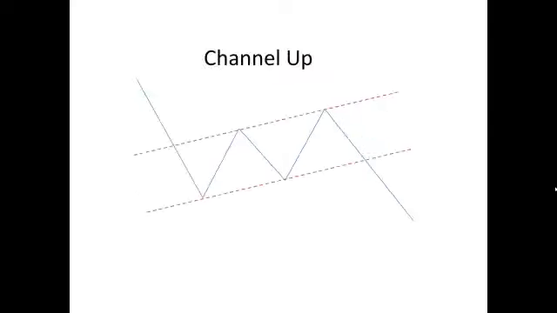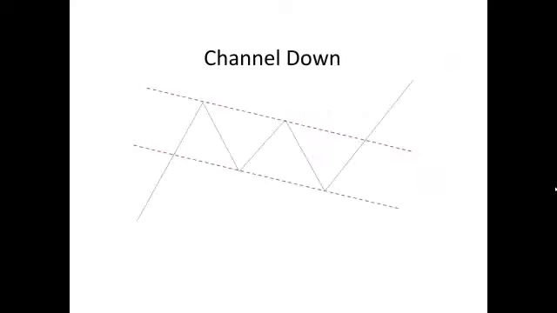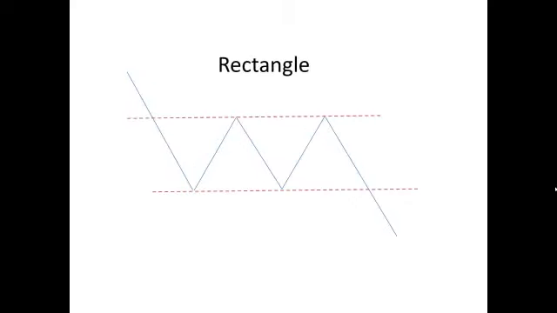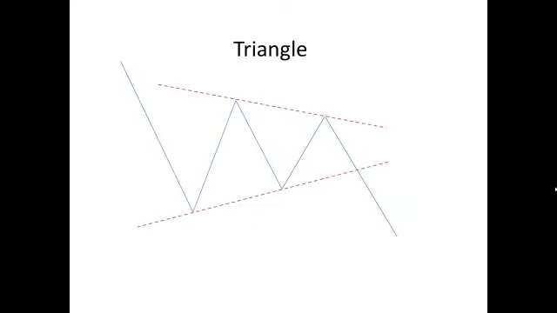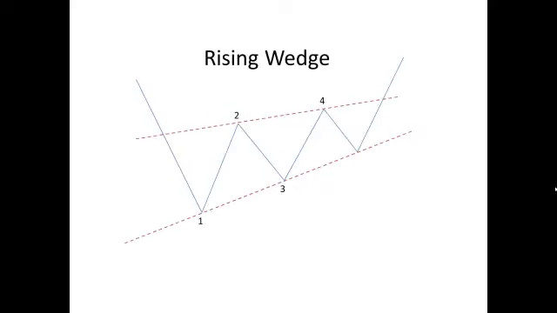For example, channels form between parallel lines that slope upward or downward. A rectangle forms between horizontal parallel lines. Triangles have downward sloping resistance and upward sloping support. And wedges slope in the same direction at slightly different angles.